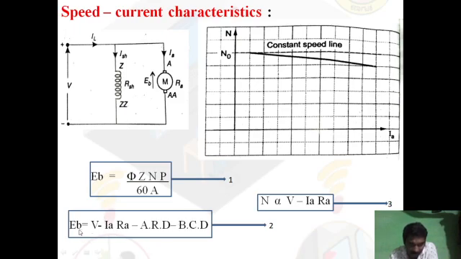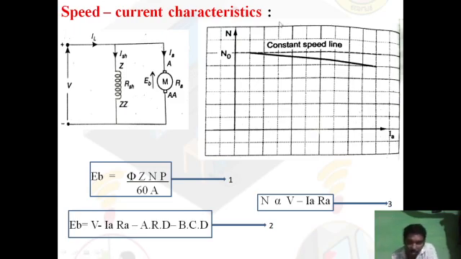Here I can consider EB is directly proportional to V minus IA RA. From equation 1, EB is directly proportional to N. From equation 2, EB is directly proportional to V minus IA RA. Comparing equation 1 and equation 2, N is directly proportional to V minus IA RA. So now I have a relationship between the speed of rotation of the armature and the armature current. Now we can analyze the characteristics.